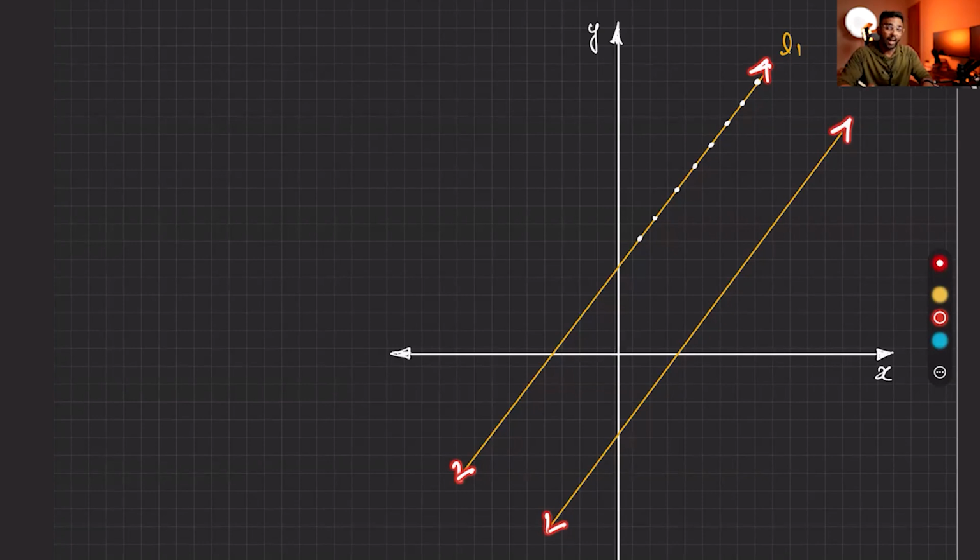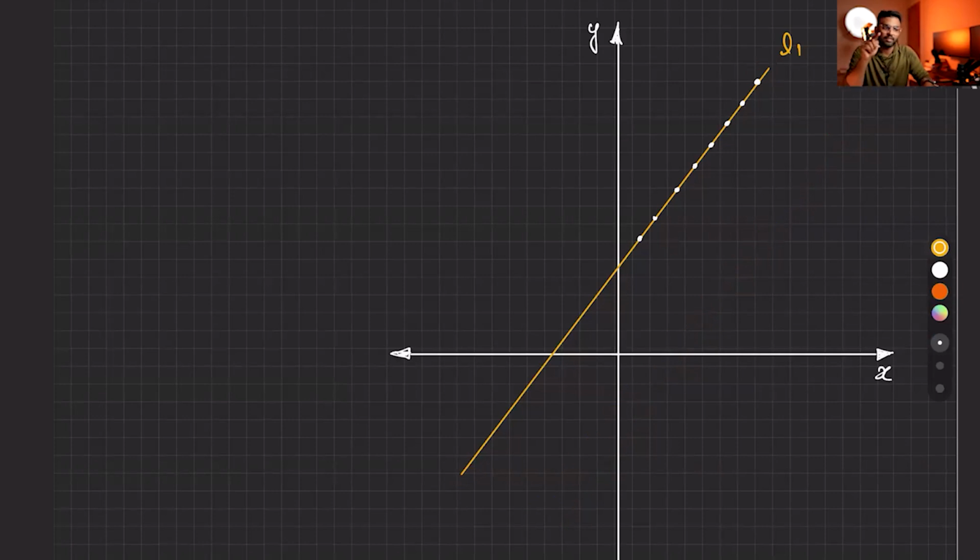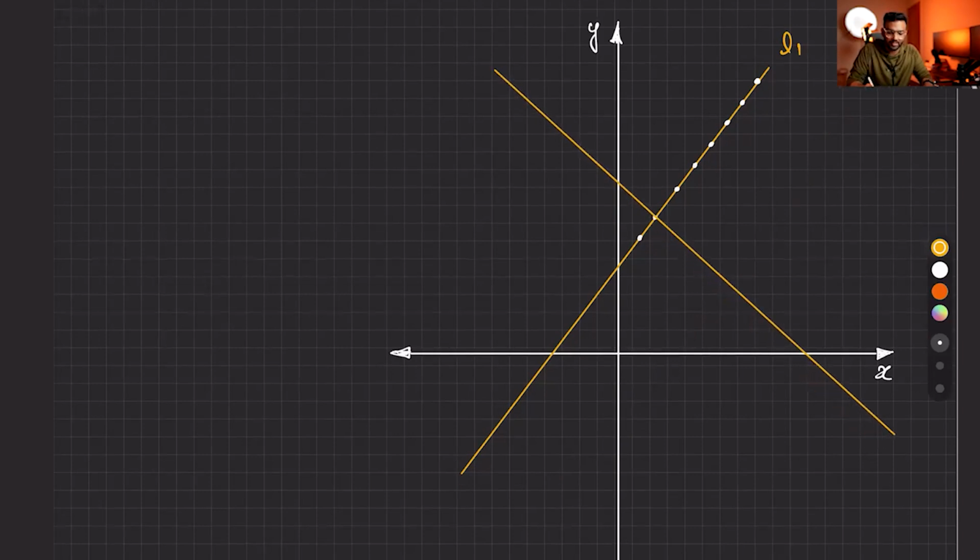So they have the same what? What do you guys think they will have? The same slope. Okay, what is the other word for slope, guys? Gradient, absolutely. So they have the same gradient. If two lines are parallel, they have the same gradient. But if two lines are not parallel, they don't have the same gradient, all right? So they are going to intersect, all right?